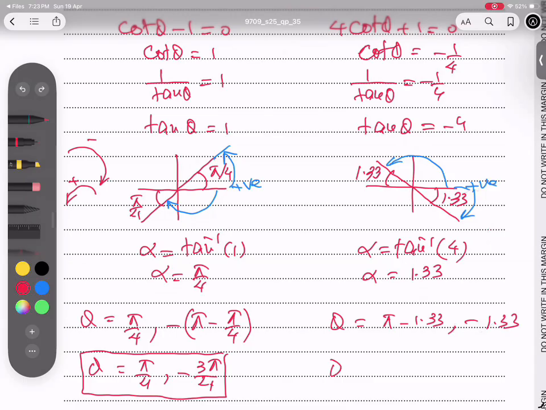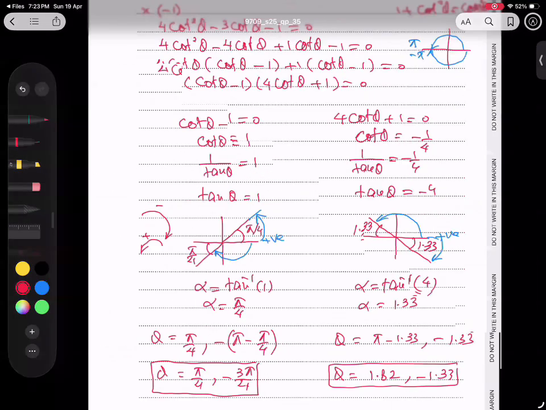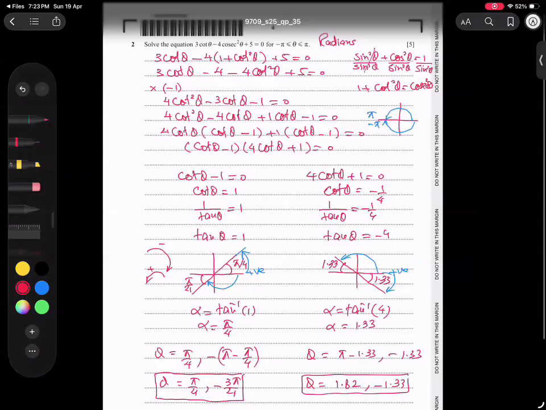Alhamdulillah. So when I subtracted from pi, subtract this answer, I'm getting 1.82. So I got 1.82 and negative 1.33. Alhamdulillah, I'm sure that you got the idea very well now. And the question is completely clear.